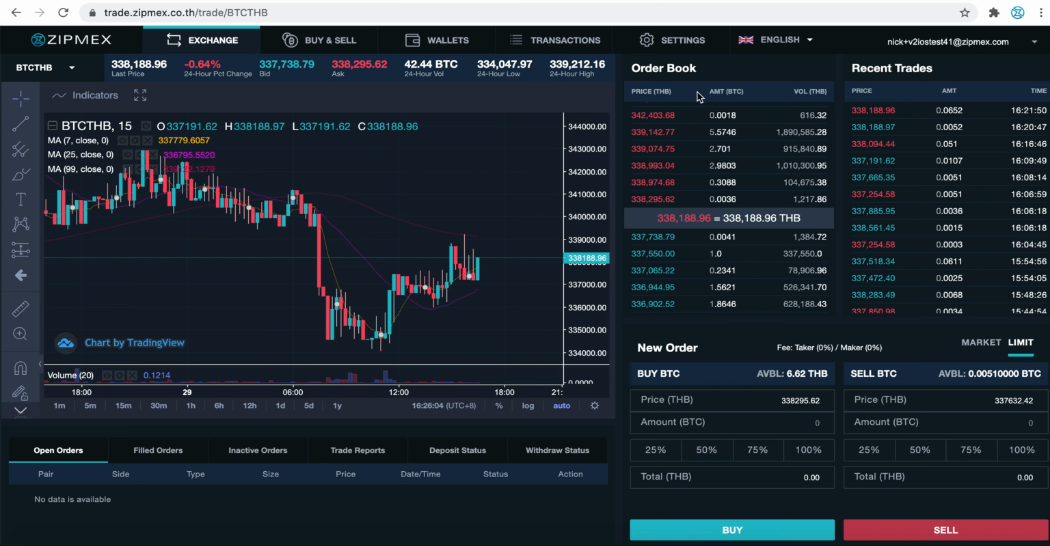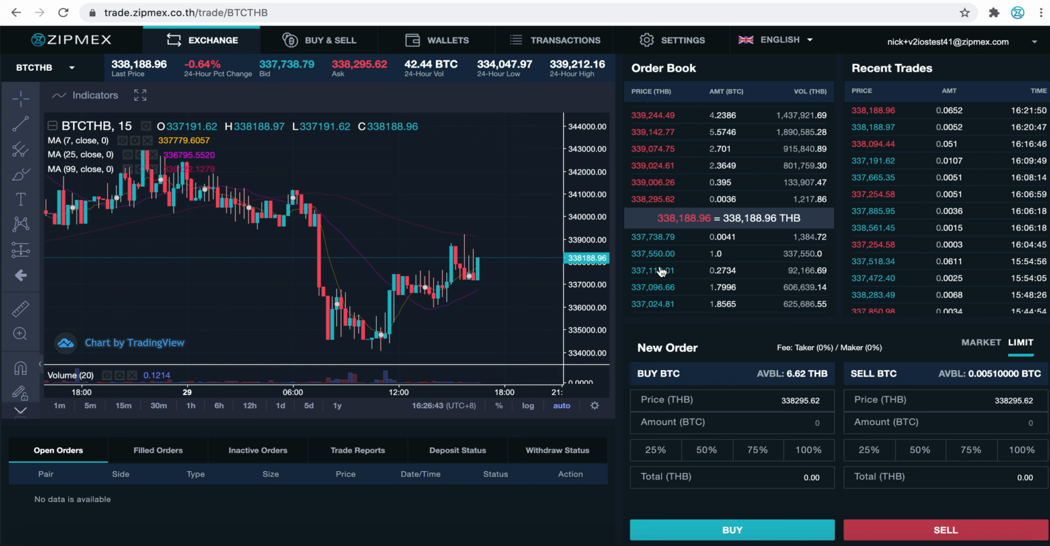Let's move on to the right to the order books and the recent trades. So over here, the order book, you can see there's price, amount, and volume. So this is the price of Bitcoin in Thai baht, and this is the amount of Bitcoin, and this is the volume in Thai baht. So how do you read this order book? So this seller would like to sell Bitcoin at this price for this amount of Bitcoin, and this is the amount of Thai baht that he's going to get if he sells it, right?